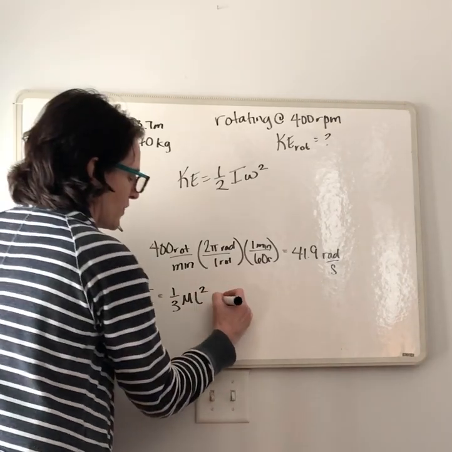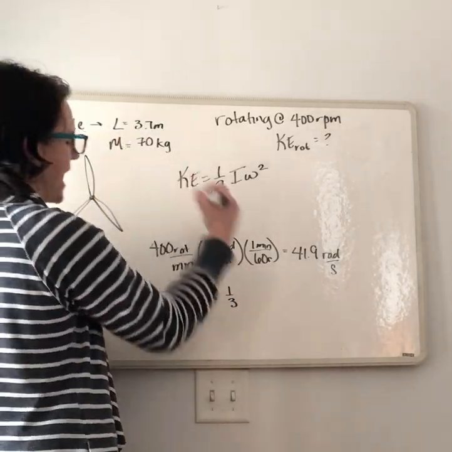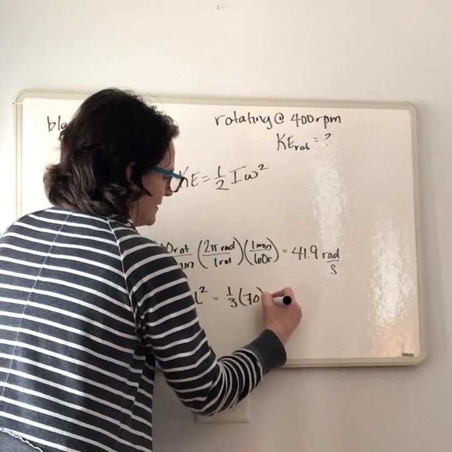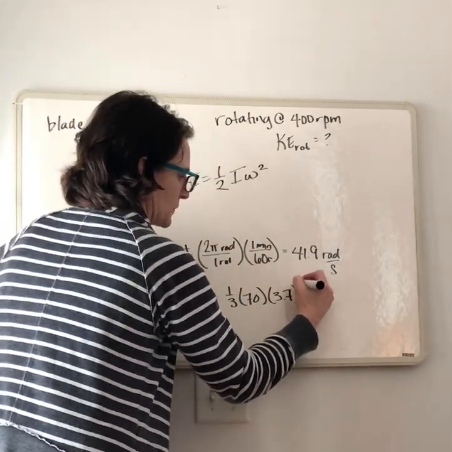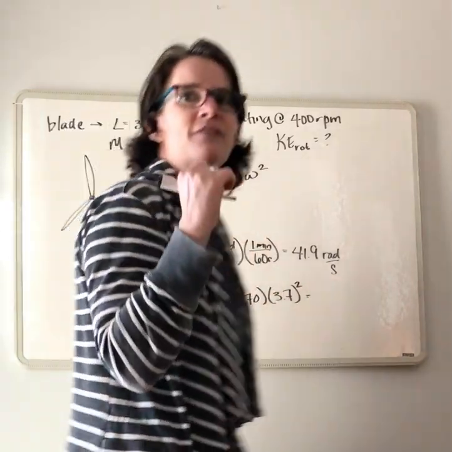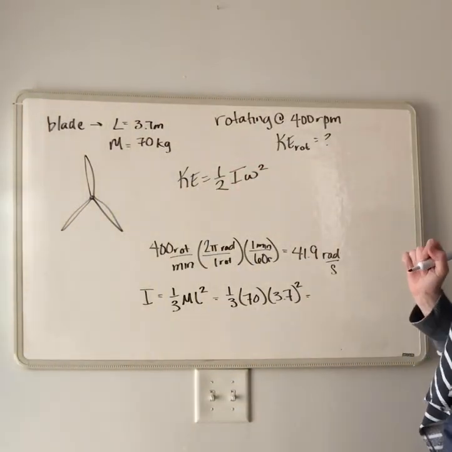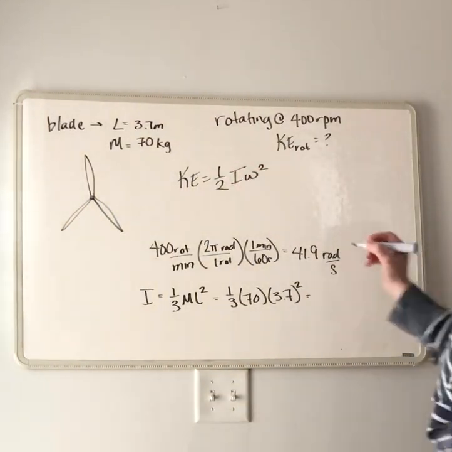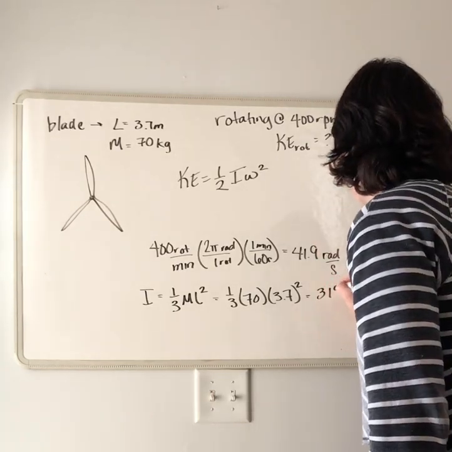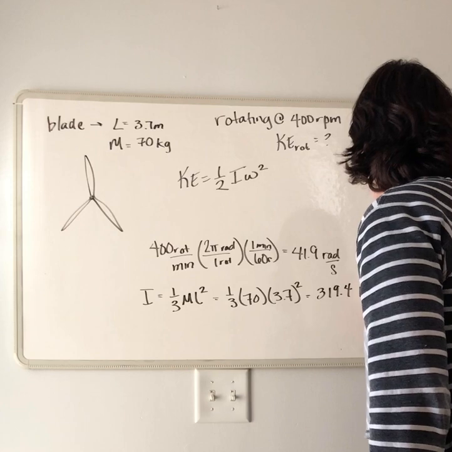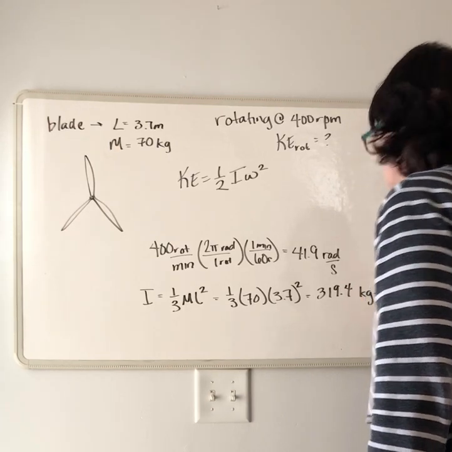So we have 1/3, the mass is 70, and our length is 3.7. I'm going to square that. And we find that our rotational inertia for a single blade is 319.4 kilograms times meters squared.